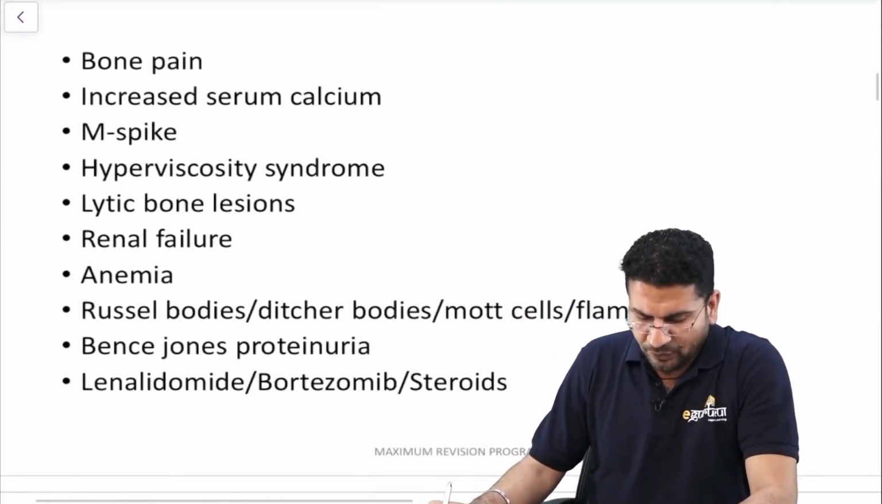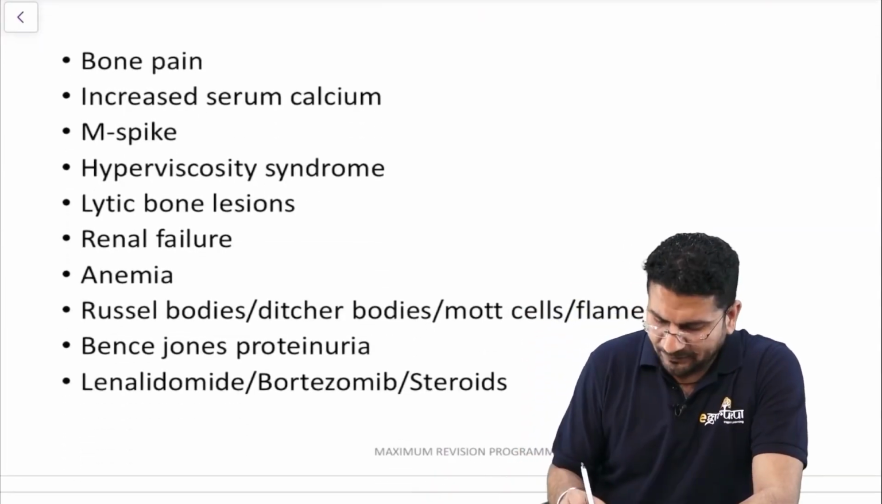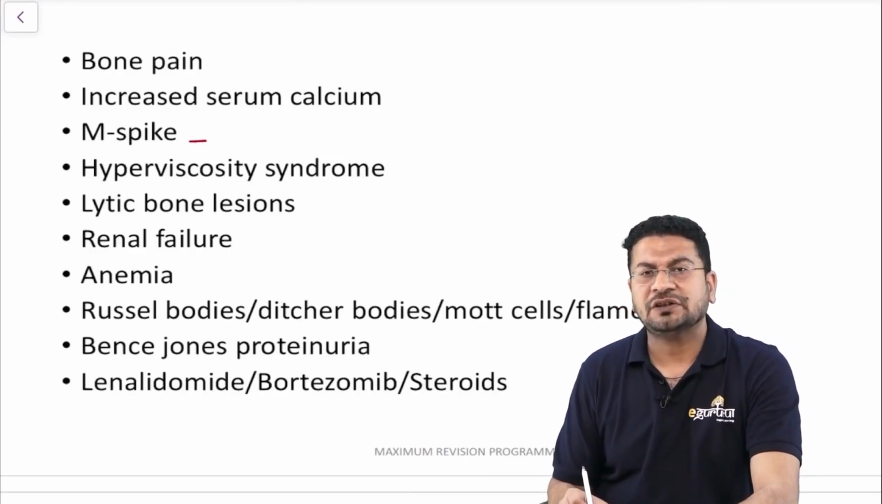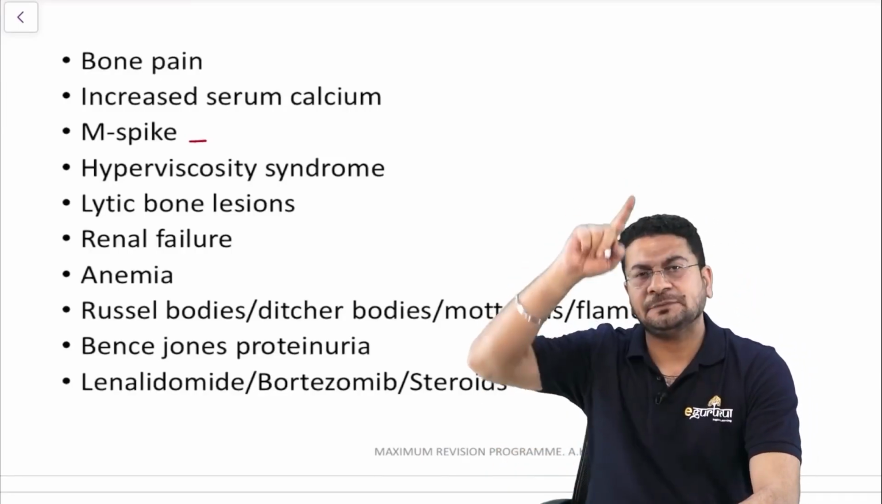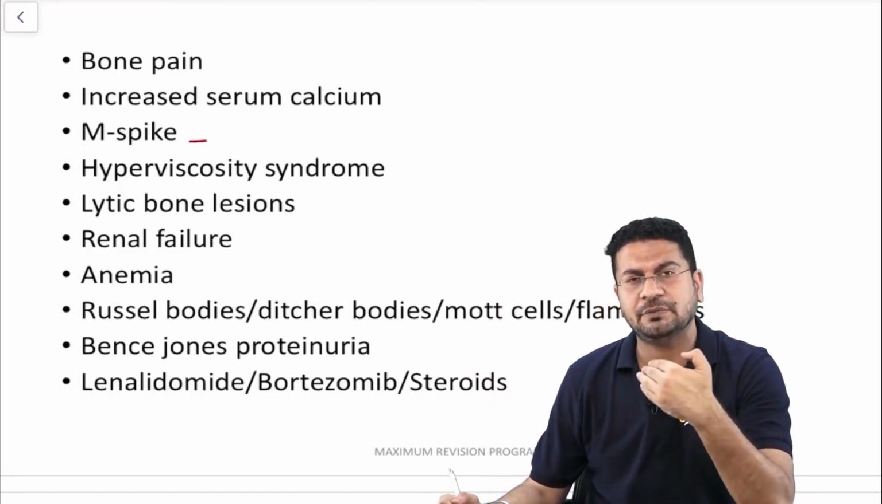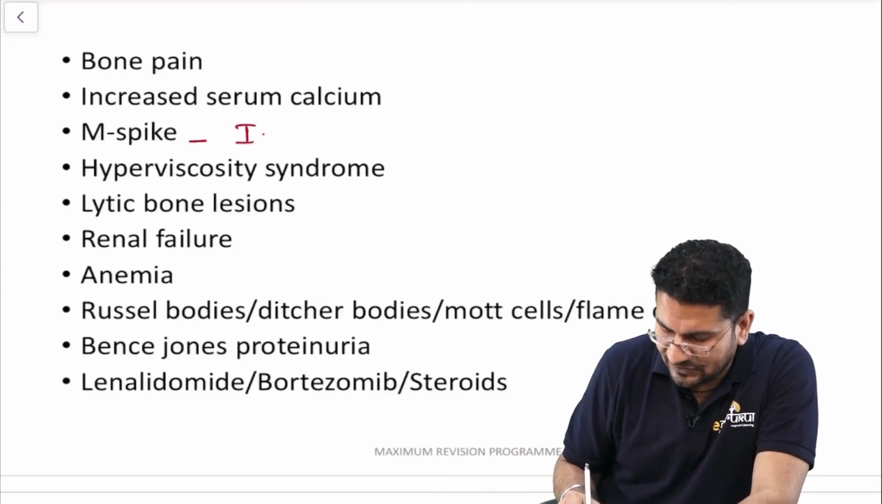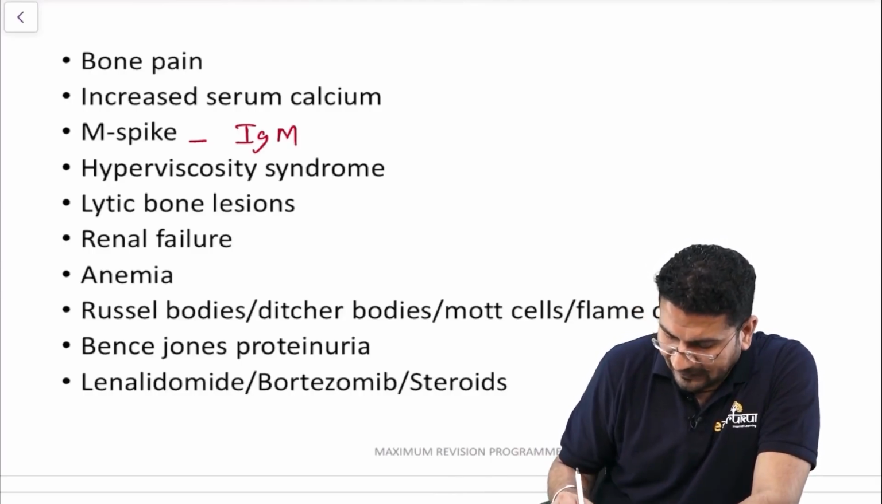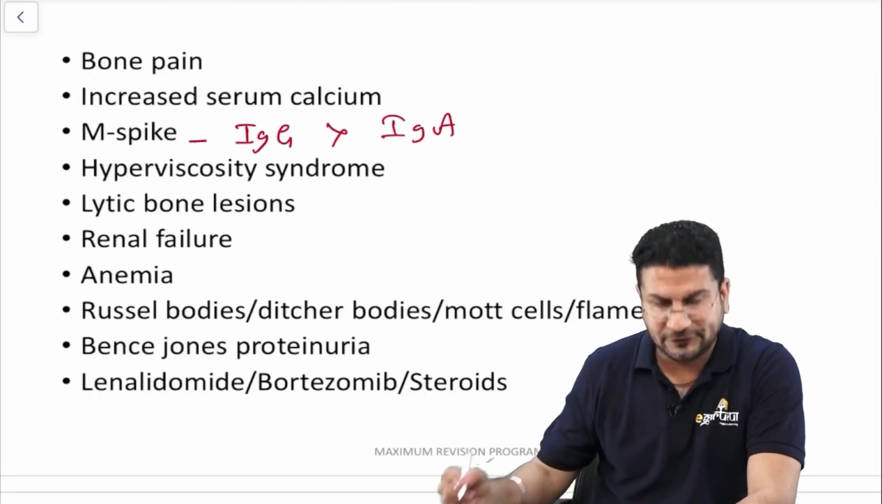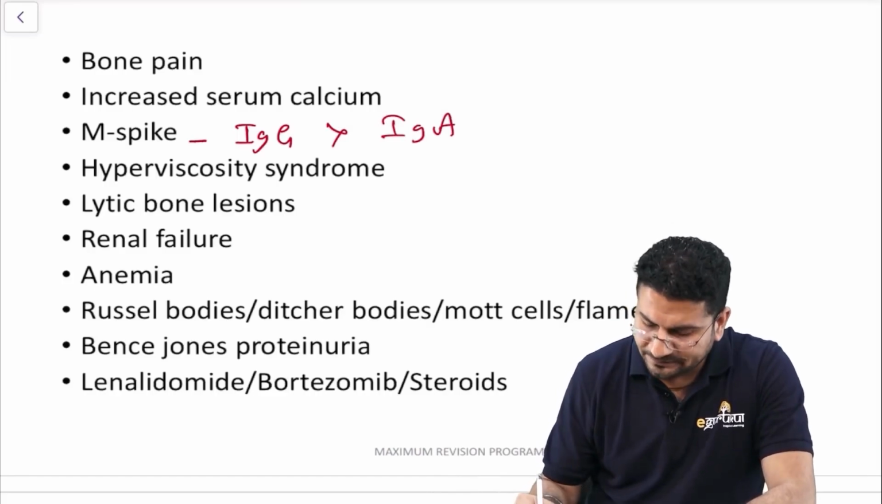Okay, the patient is having bone pain. There will be increased serum calcium. There will be an M spike. Remember, M spike is a second spike after albumin. So in protein electrophoresis, you will see the longest spike, and that longest spike denotes albumin. The second longest spike after albumin, generally we see just in the IgG area, and sometimes in the IgA area. So remember, M spike is never IgM.